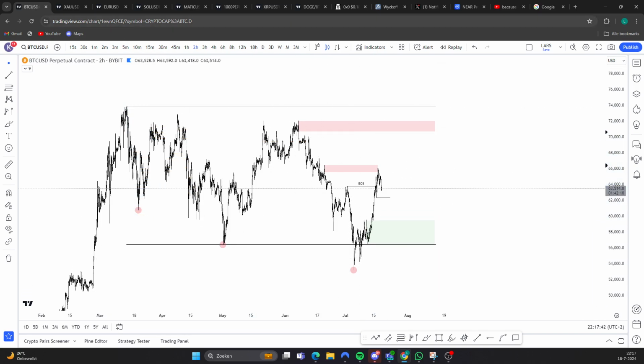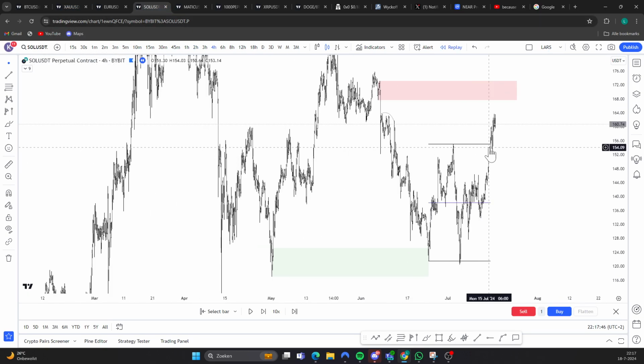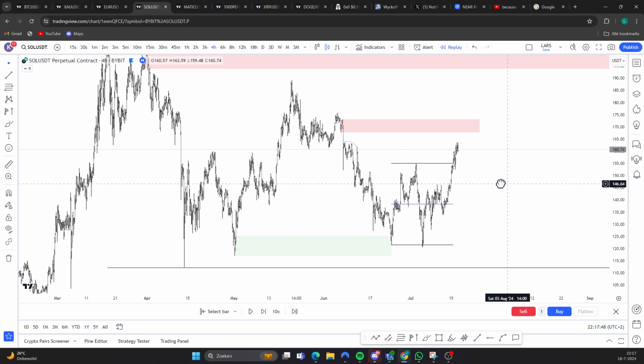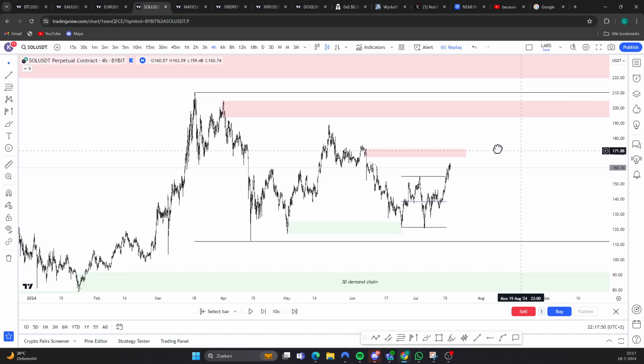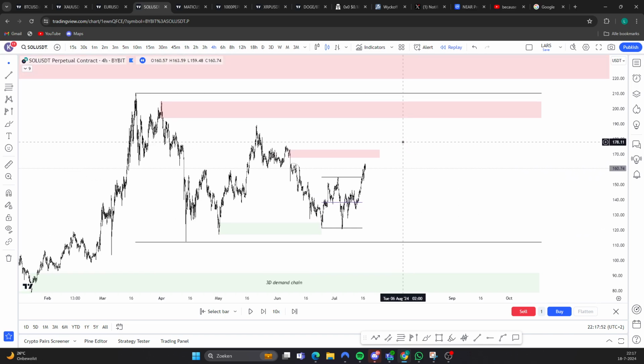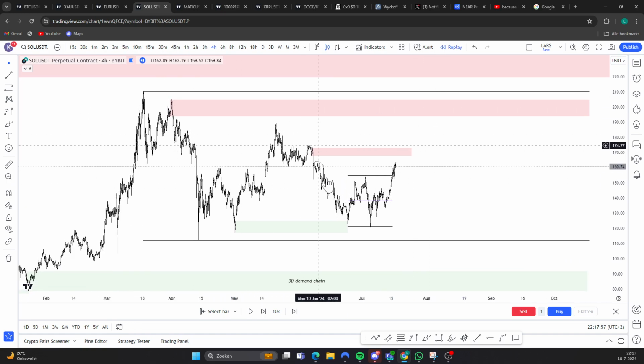Now, having Bitcoin out of our way, first trade taken yesterday was on Solana. So to give you guys a bit of context, Solana is trading in a massive range. And as we know, ranges, they rotate from the upside to the downside, etc.